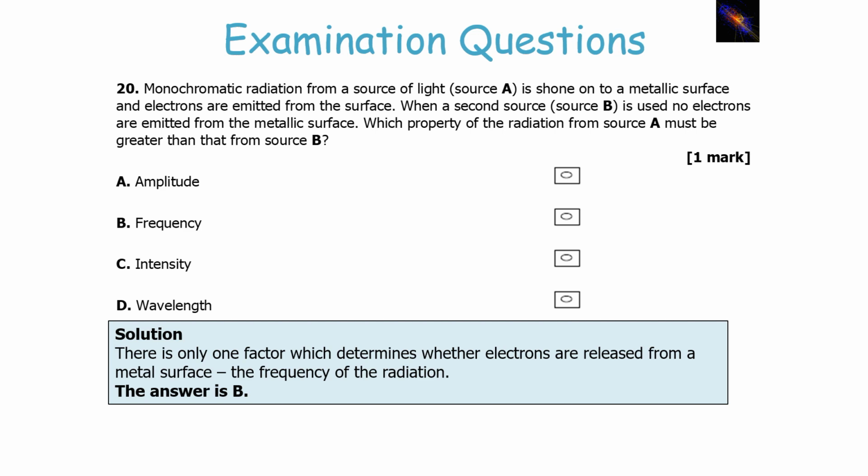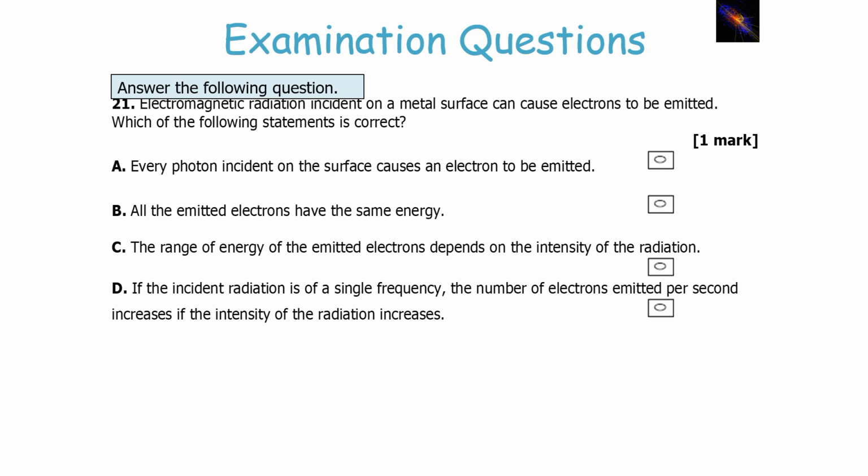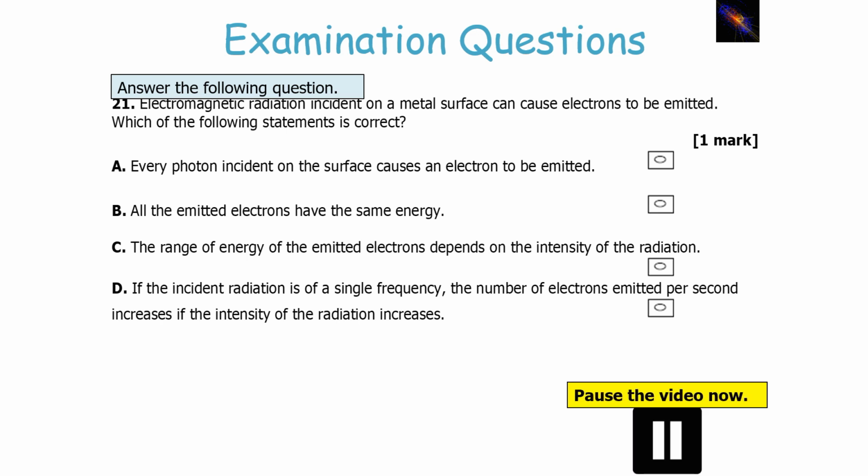That's just a fact, because E equals hf, so our answer is B. Next question. Electromagnetic radiation incident on a metal surface can cause electrons to be emitted. Which of the following statements is correct? So pause the video now, then unpause the video when you want to go through your answer.